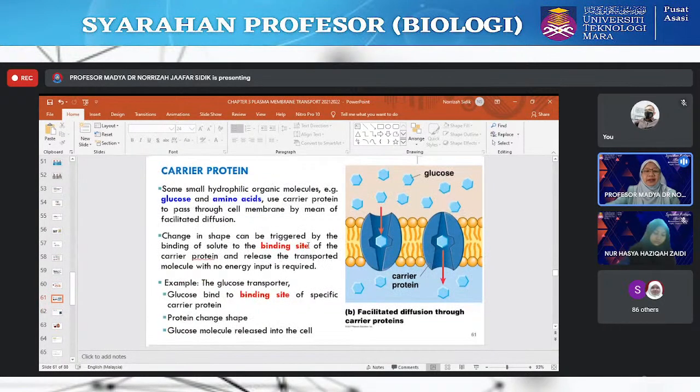Okay, carrier proteins. Now we look at the carrier proteins here. Some small hydrophilic organic molecules, for example glucose and amino acids, use carrier proteins to pass through the cell membrane by facilitated diffusion, through a change in shape. The change in shape can be triggered by the binding of the solute to the binding site. So these are the binding sites of the carrier protein, and it releases the transported molecule with no energy input required. So this is an example, the glucose transporter. Glucose binds to the binding site of a specific carrier protein, and the protein will change shape, and then the glucose will be released into the cells.